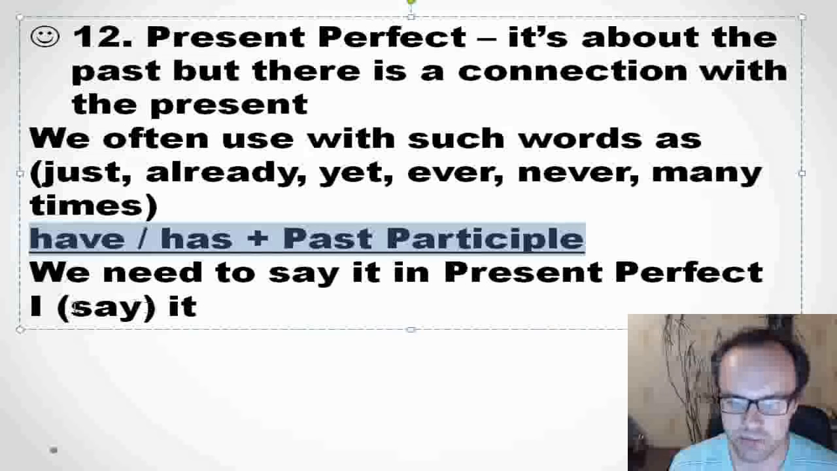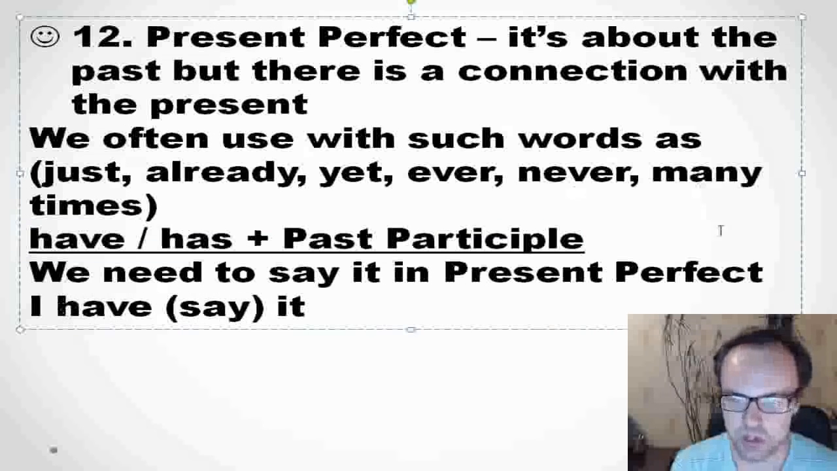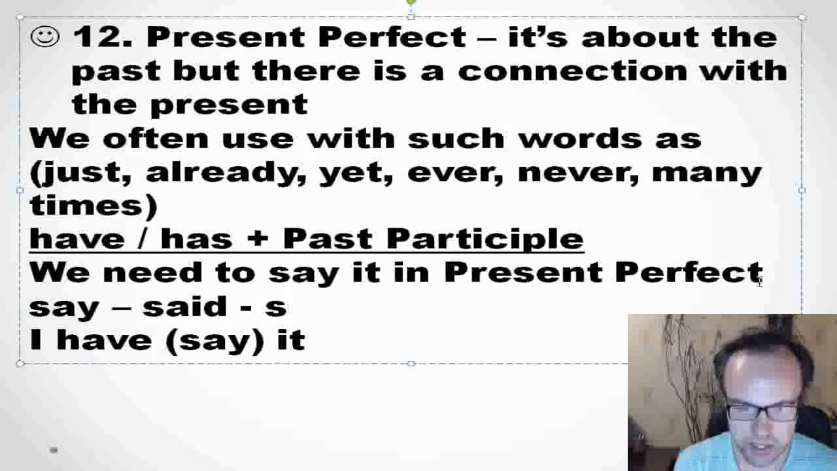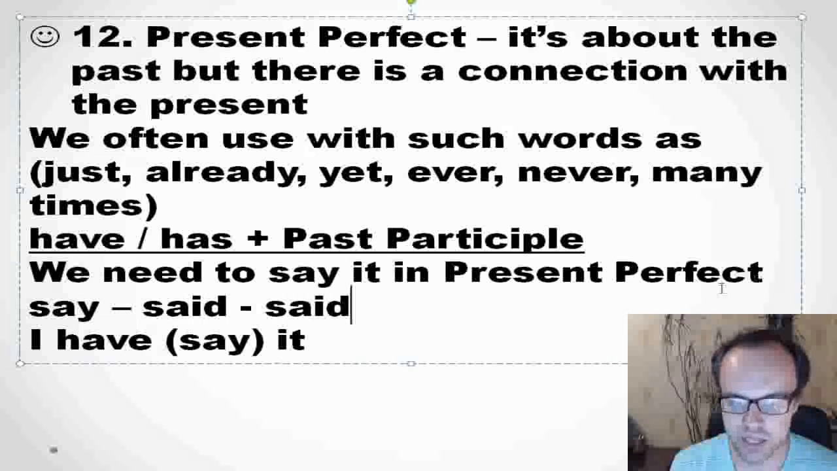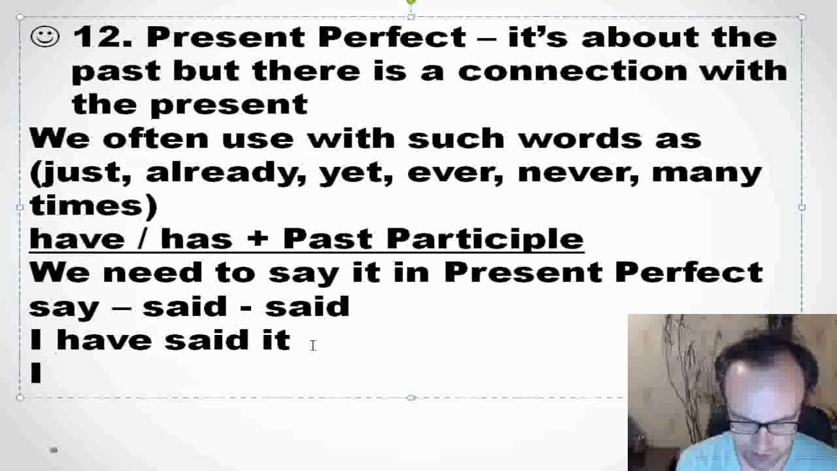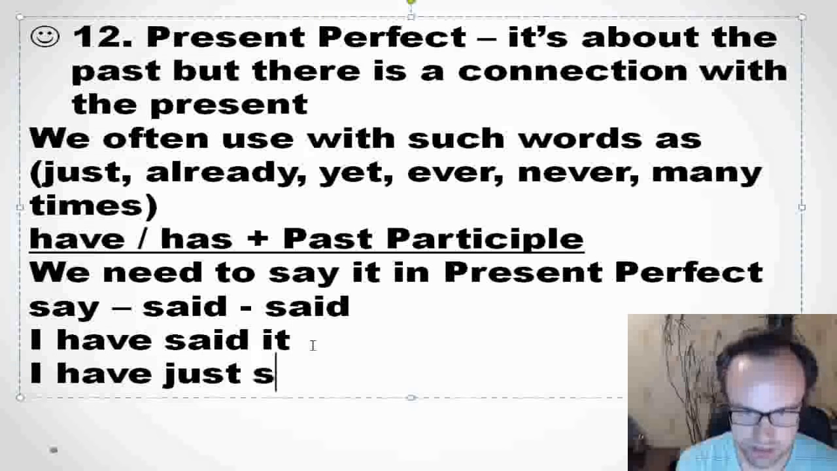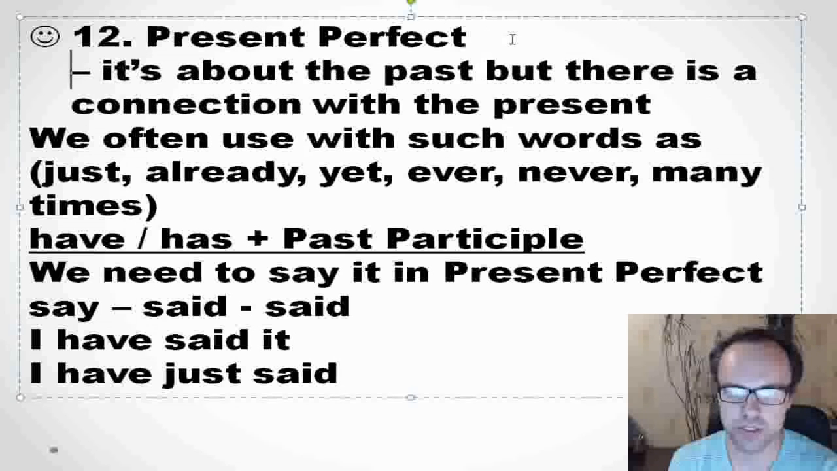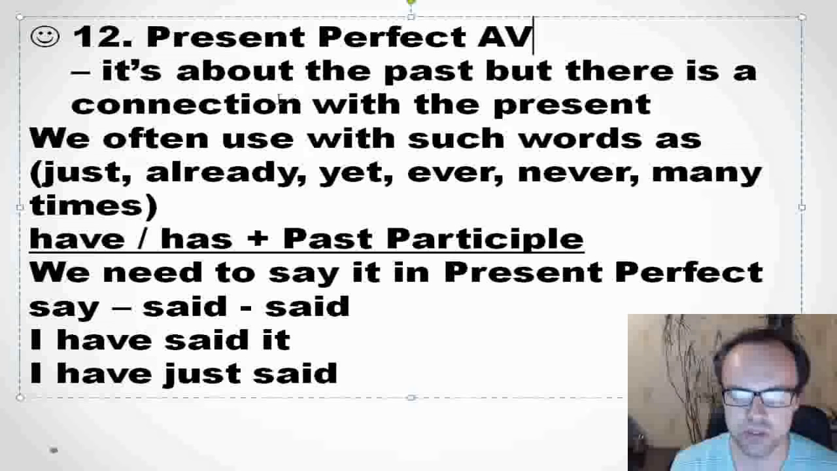So I have, and you know that this verb is irregular. Say, said, said. Very good. And you see, I have said it. Or I can say, for example, I have just said it. So it's present perfect active voice.